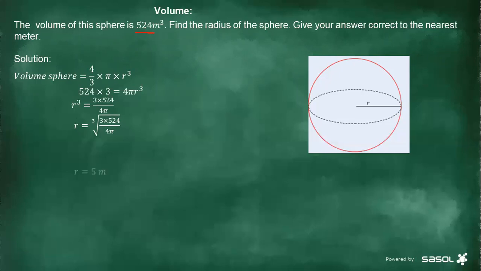You just press your calculator, and the value of r equals 5. So that is the radius, all right? And we've just determined the radius of the sphere. So it's quite simple, quite easy. You just have to be able to know how to make r the subject of the formula. It is very important.